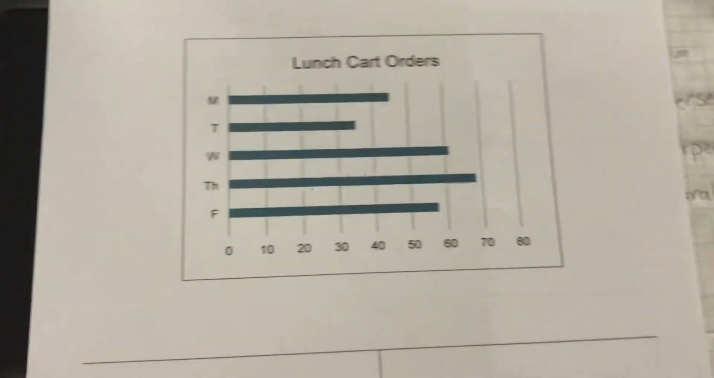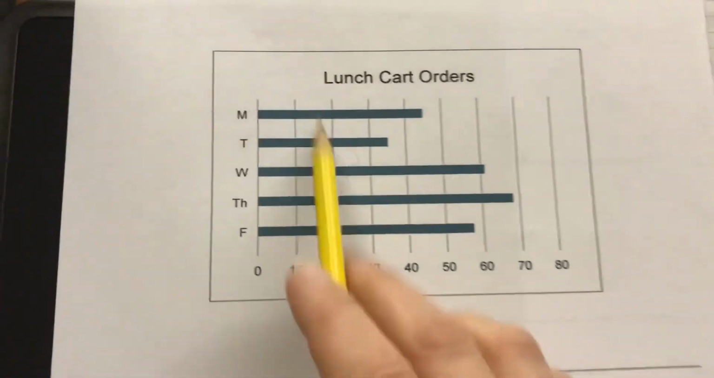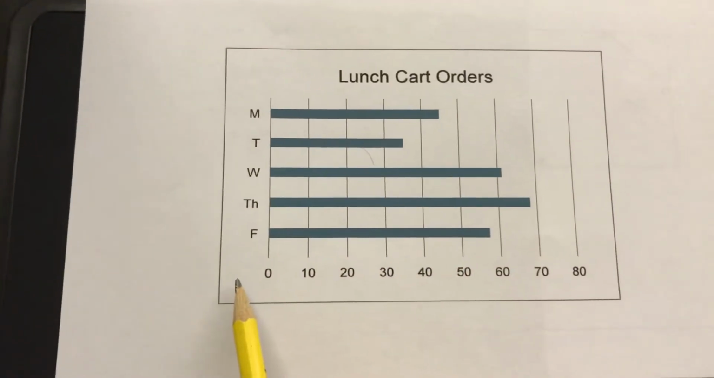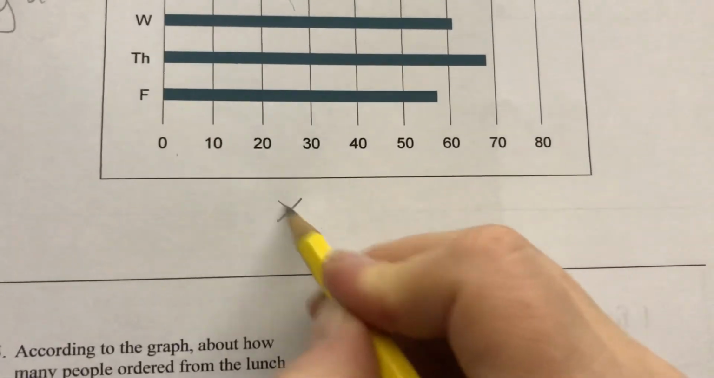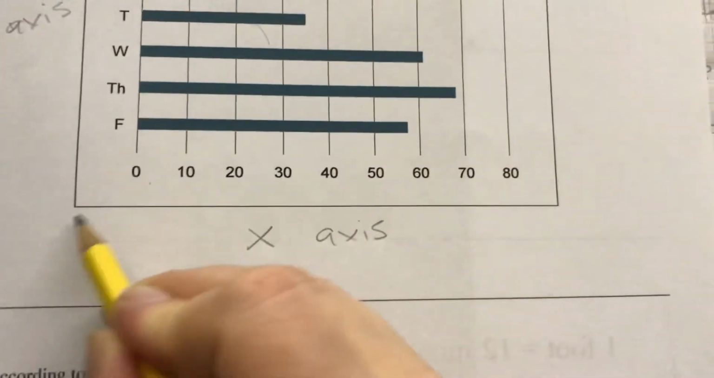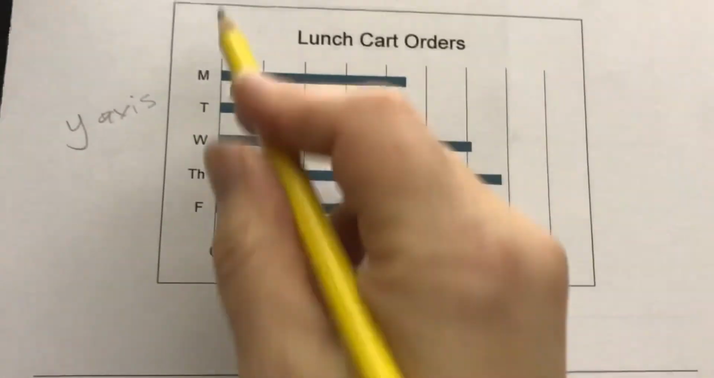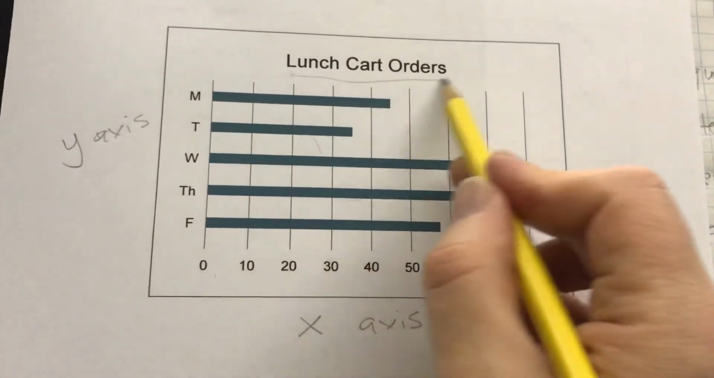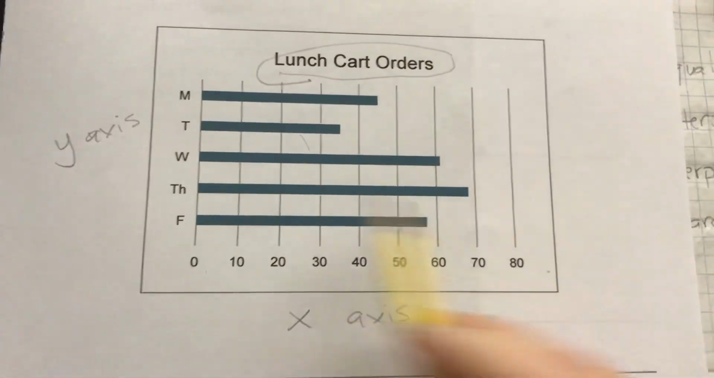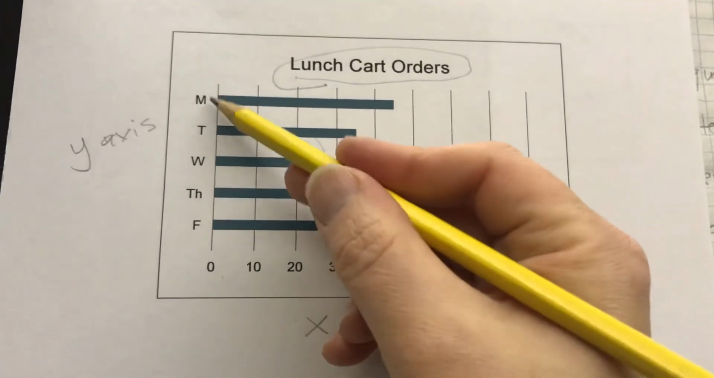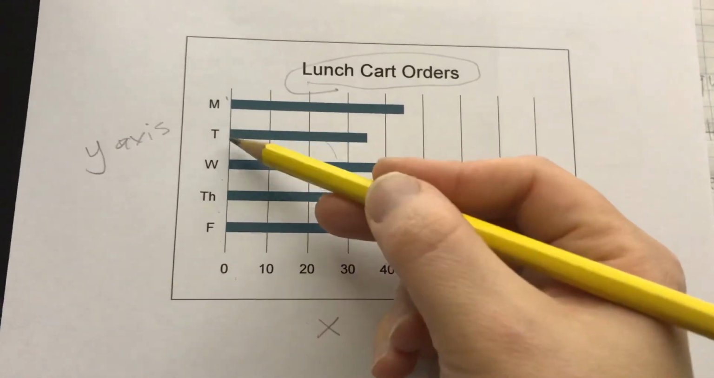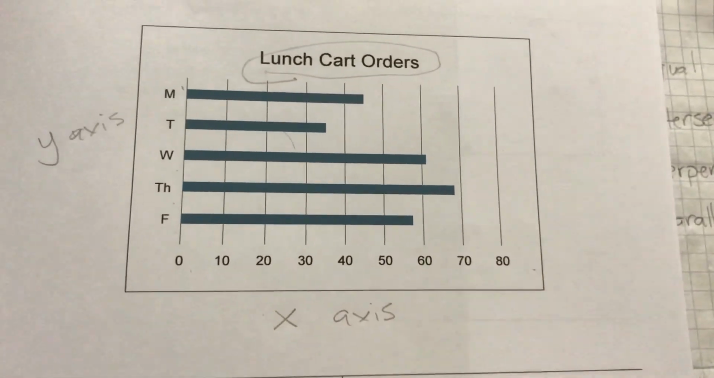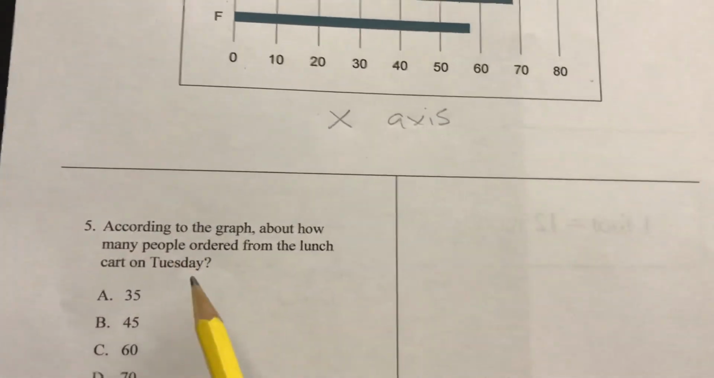Okay, last problem today. This is reading a graph. So not much information here. I have a y-axis, and I have an x-axis. So that's this line of numbers here and this line up here. I also have a title. I don't really have any units, but I know from general knowledge that MTWTHF is days of the week, Monday, Tuesday, Wednesday, Thursday, Friday. Don't know what these numbers are. Hopefully my problem is going to tell me.